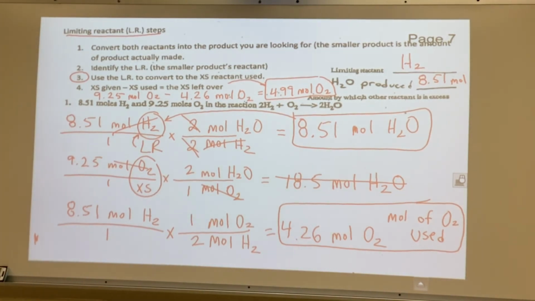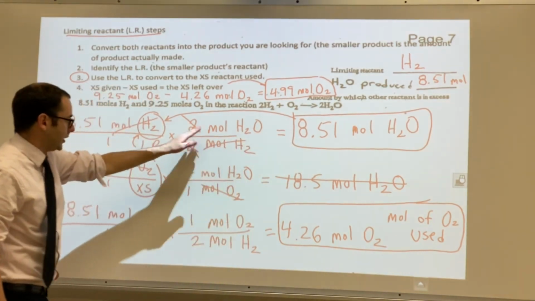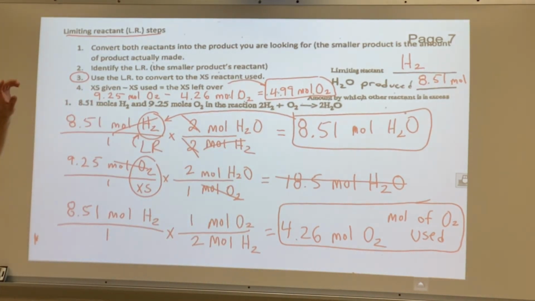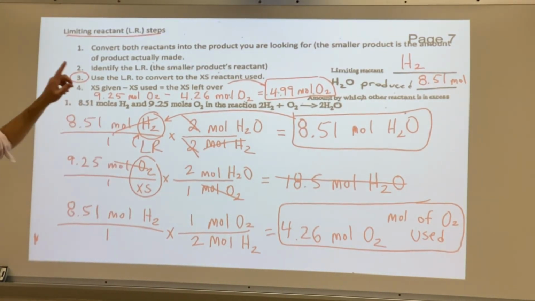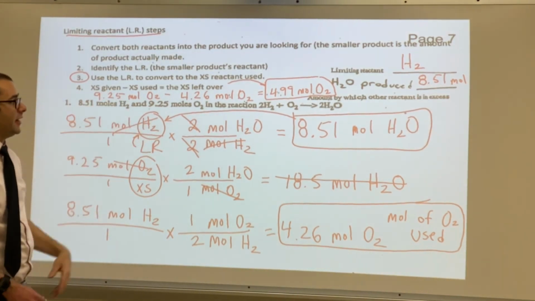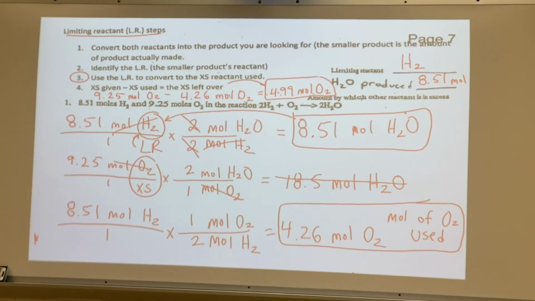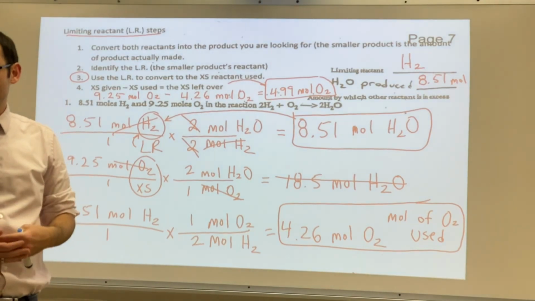Okay, so we figured out the limiting reactant from the smaller of the two here. We then figured, because we knew the limiting reactant, we could figure out how much oxygen is used, the 4.26, and then because we know how much oxygen was given, we can subtract and figure out how much oxygen is left over, how much excess is left over. Any questions with any of that? No? The conversions aren't bad, it's just remembering what everything means. That's the tricky part with this.